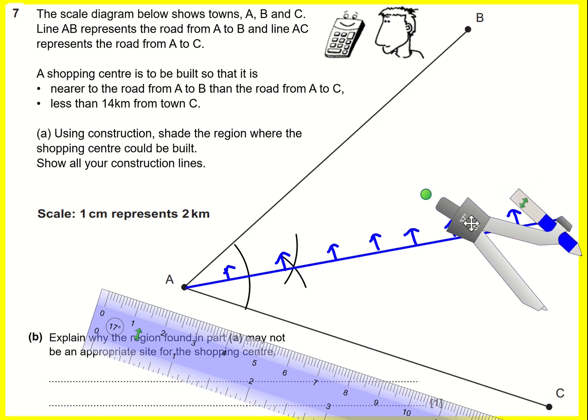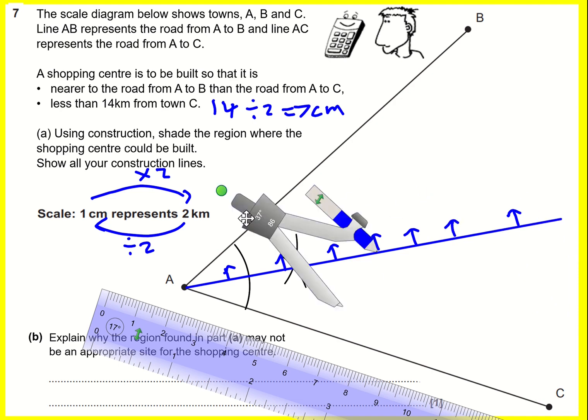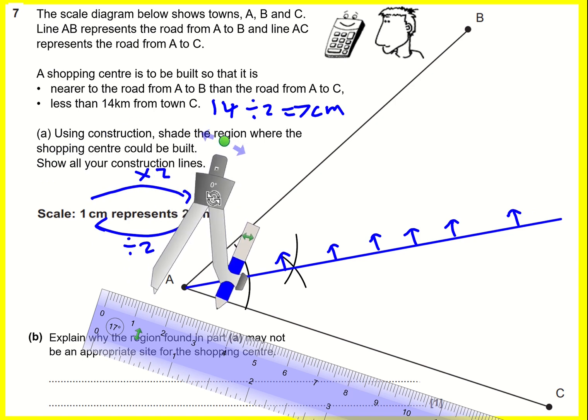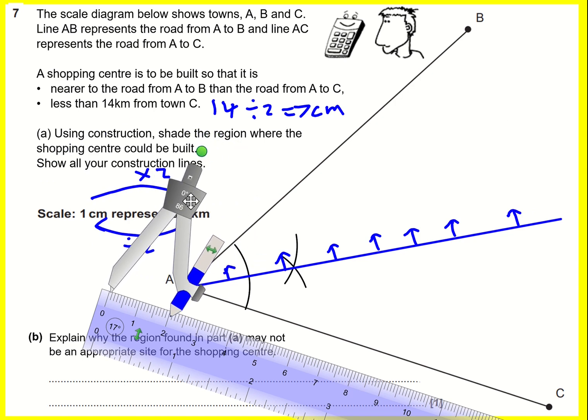Right, 14 kilometers from town C, we see that 1 centimeter represents 2 kilometers. So to go this way, we times by 2. To go the other way, we're going to divide by 2. So if I've got 14 kilometers, I'm going to do 14 divided by 2, and it's going to be 7 centimeters. So this is actually where the important part comes in terms of measurements and doing this question with the correct scale, because otherwise it might not come out the same.